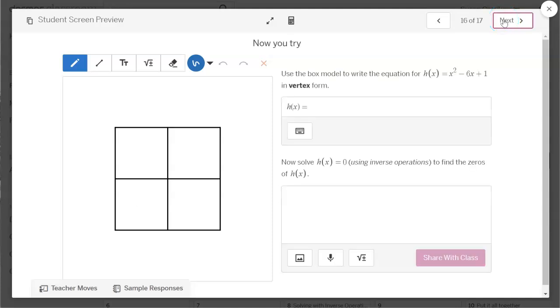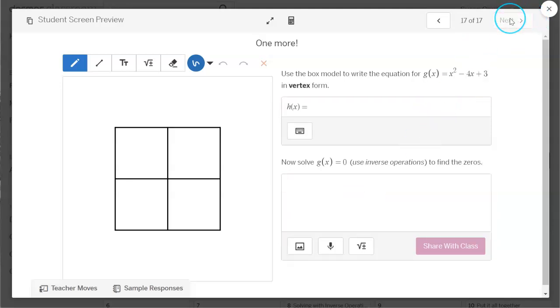And then there's going to be 2 more questions at the end where they go from start to finish. Here's an equation in standard form. Take that equation and write it in vertex form using this box, and then set that equal to 0 and solve to find the zeros. 1 more slide doing the same thing.